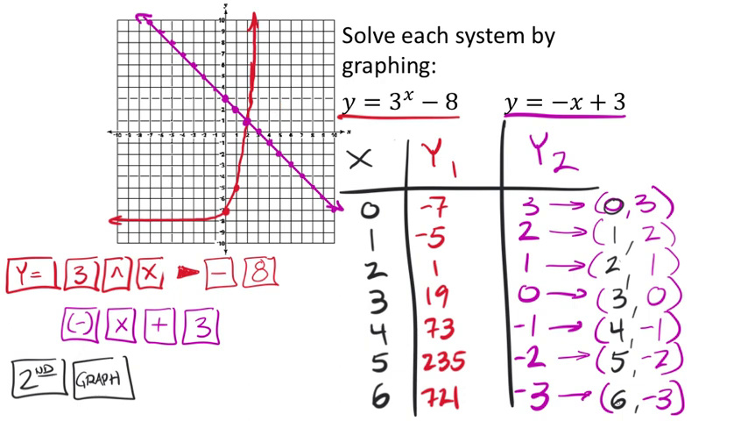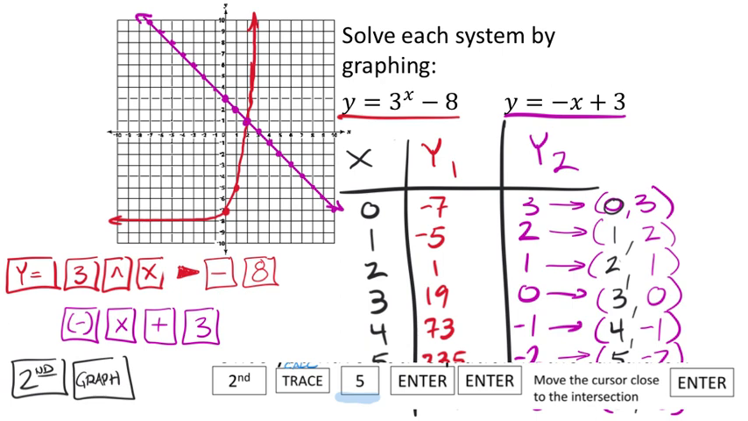Now, what I would like is the point of intersection, right? So here's my button progression. Remember, the 5 is going to access the intersection function of the calculator. So I push second, trace. So I'm in the calculate menu. I push 5, which will take me immediately to the intersection function. And then I push enter, enter.